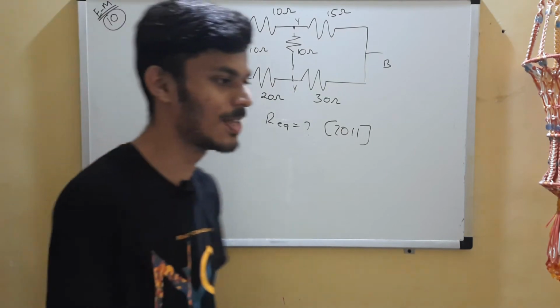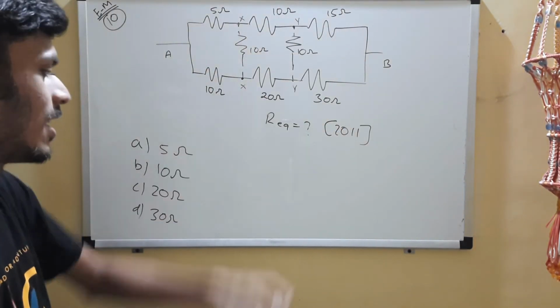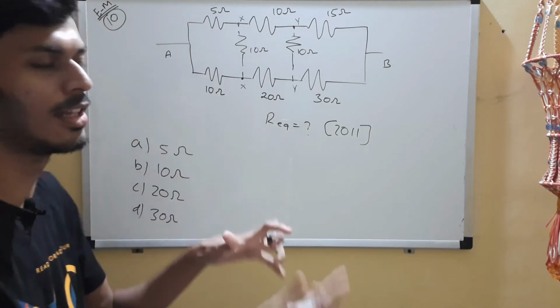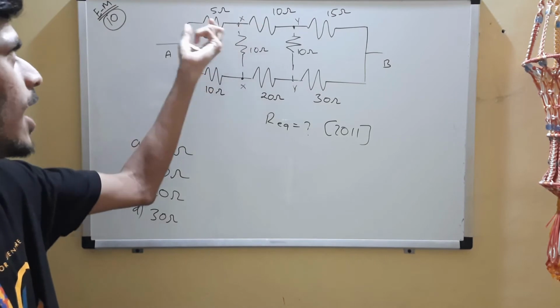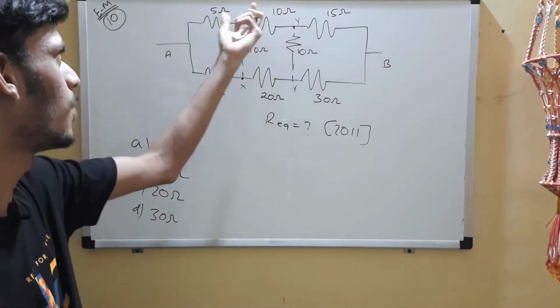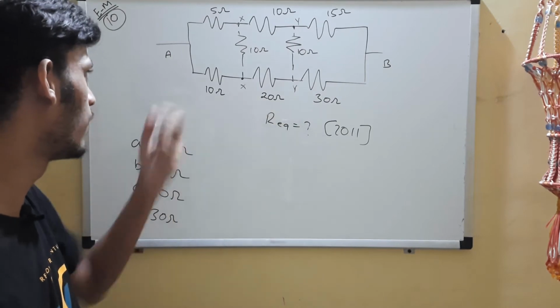Now look at the combination. This is so simple, right? These 3 are in series combination, these 3 are in series combination, and together they are in parallel combination. Okay, so series combination, add these 3. So 15 plus 5, 20, 20 plus 30 is 50, and here we'll have 30, 20, 50, 50 plus 10, 60.